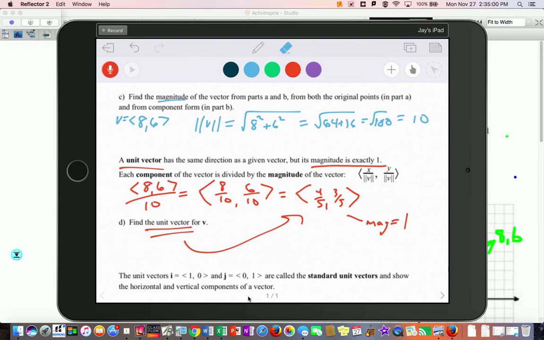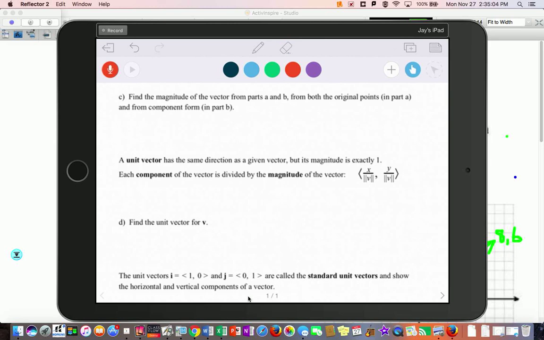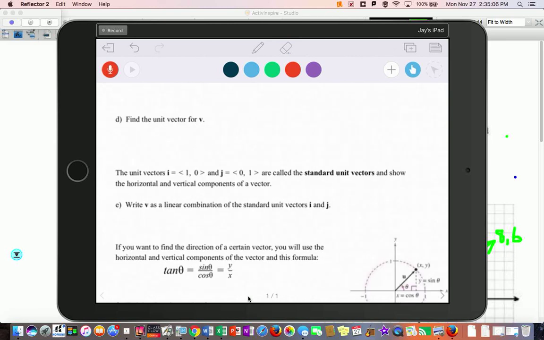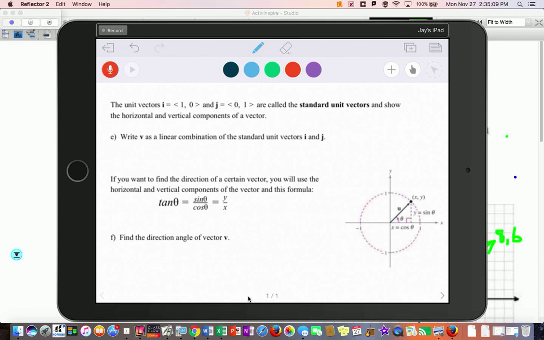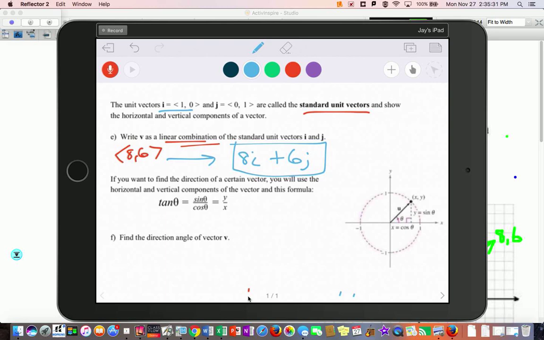So now, sorry about that. So now when we talk about what is called a standard unit vector, I have 8, 6. If we do a linear combination, the i stands for the horizontal component. So I would do 8i plus 6j, and so that would be your standard form vector.